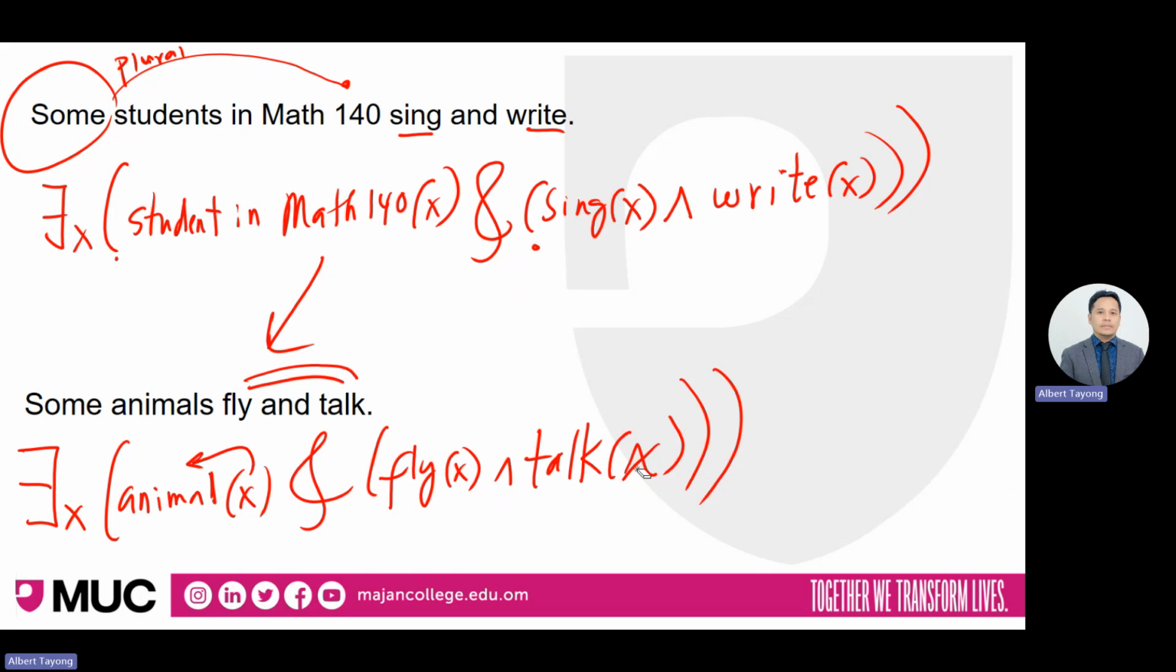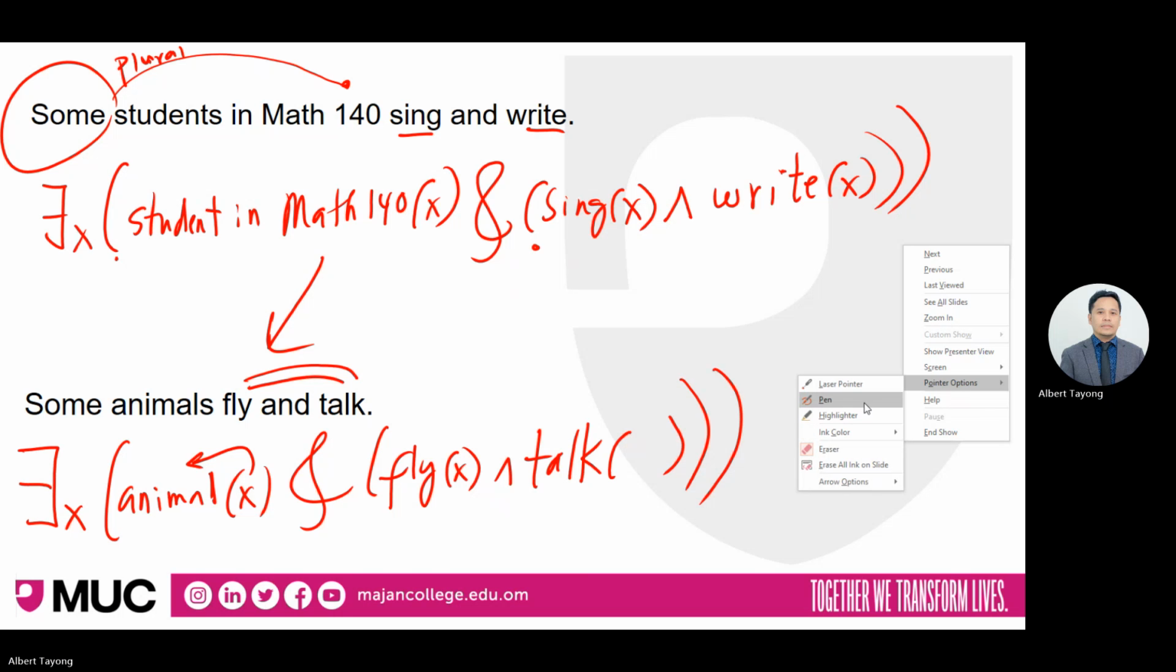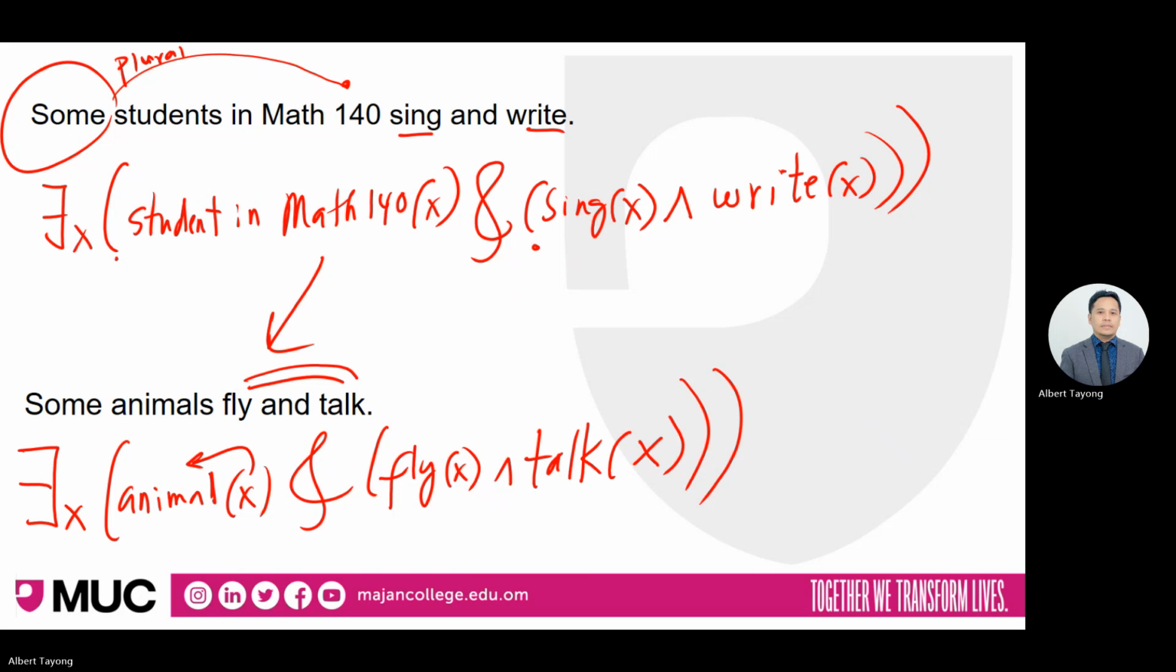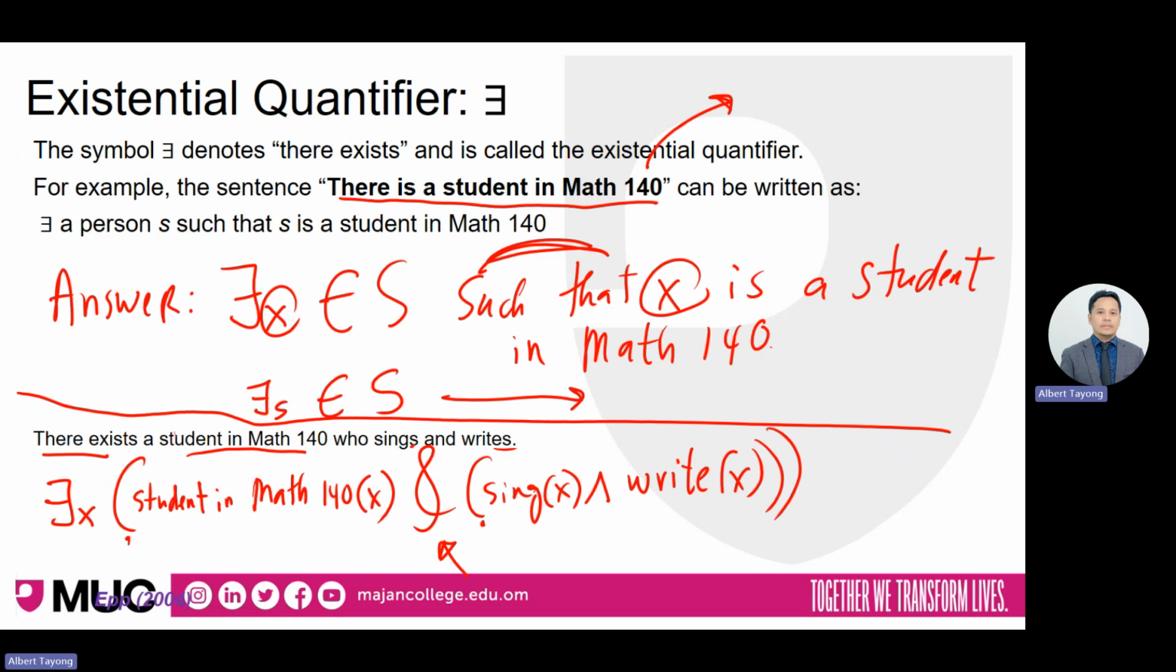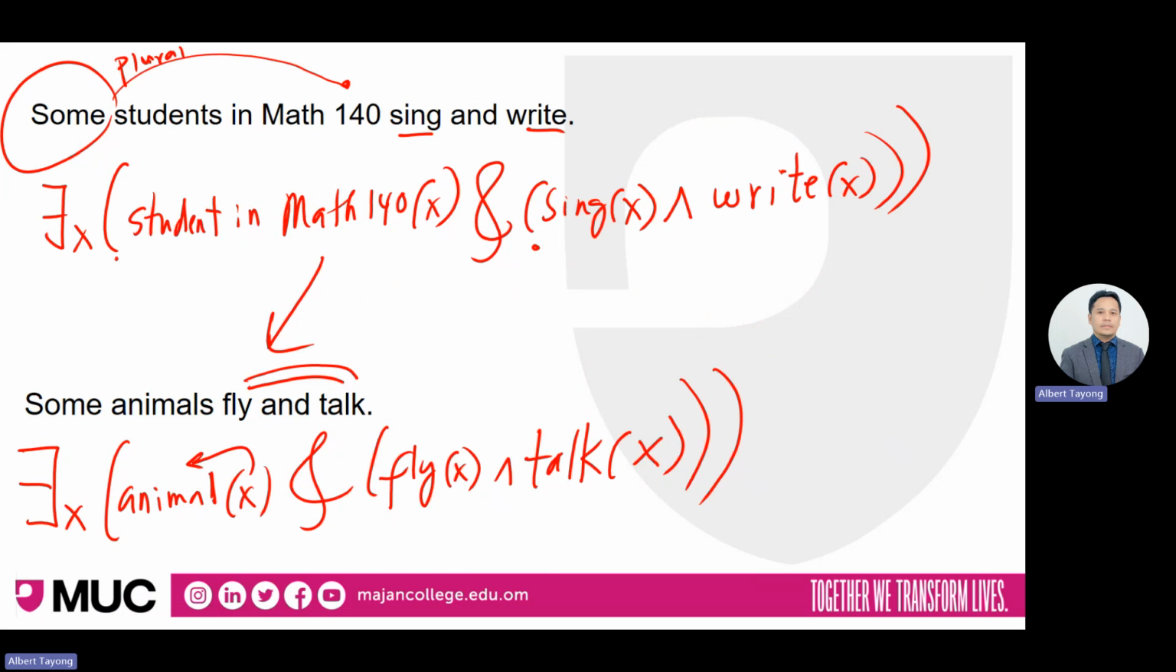So I hope you are now able to understand the difference when we say there is a student in Math 140. Okay, we just use this. If we have some action words like this, we have to use this format.